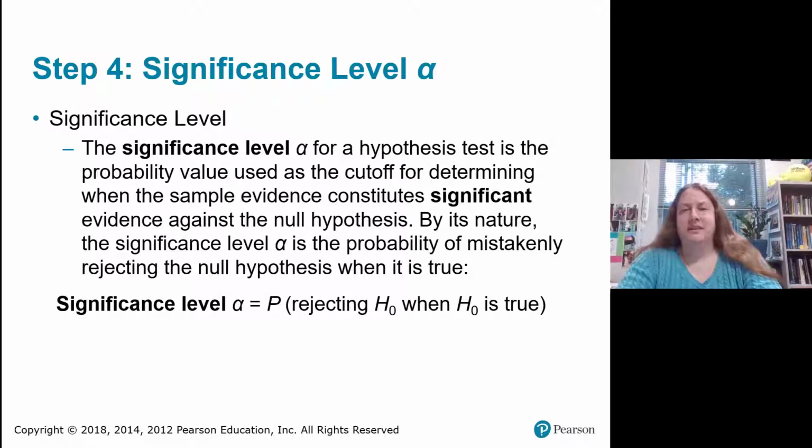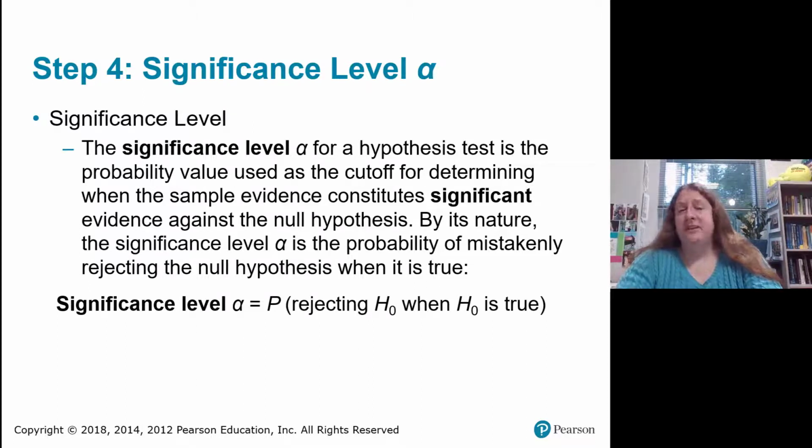So, significance level. We need to identify a significance level. That was step 4 of our process. Well, a significance level, alpha, like our confidence interval one, for a hypothesis test is the probability value used as the cutoff for determining whether the sample evidence constitutes significant evidence against the null hypothesis. By its nature, the significance level alpha is the probability of mistakenly rejecting the null hypothesis when it's true, right? So this is like the false positive deal. We reject it, but it's actually true.